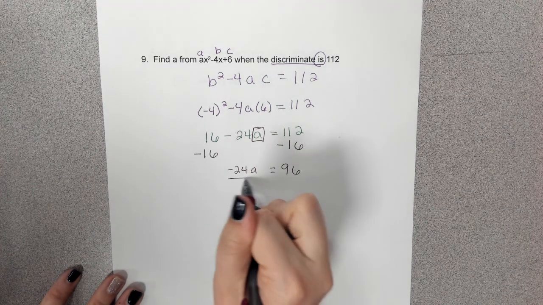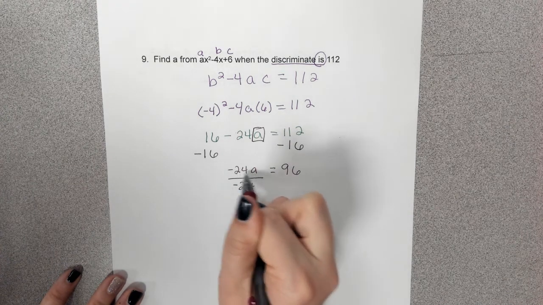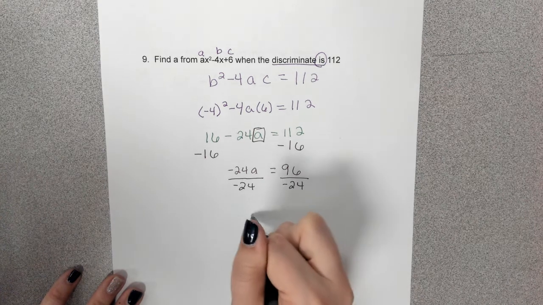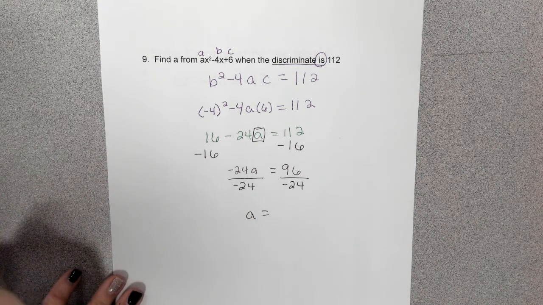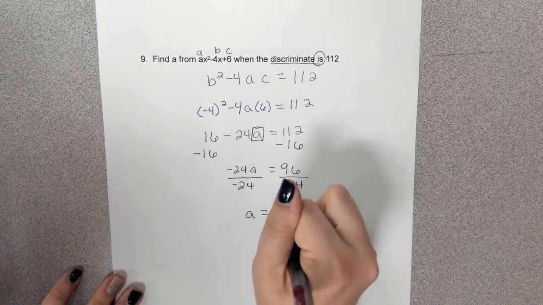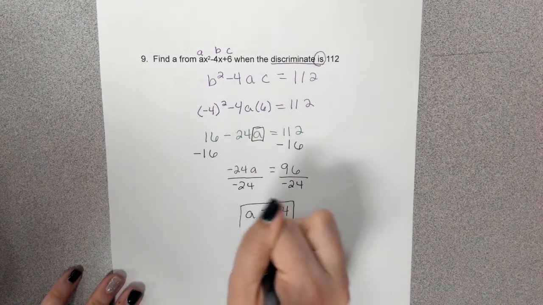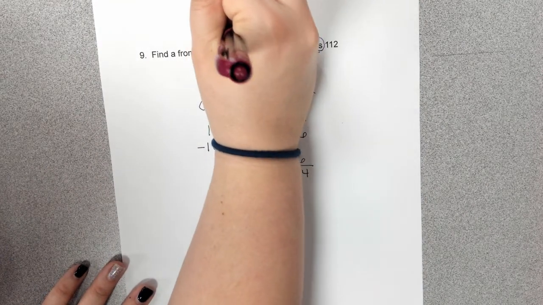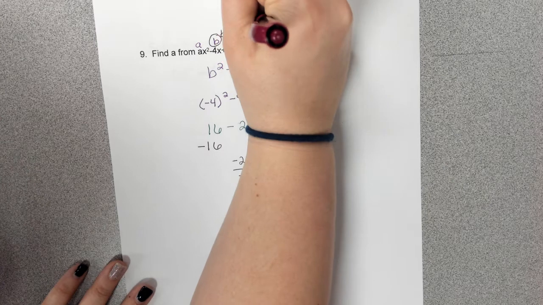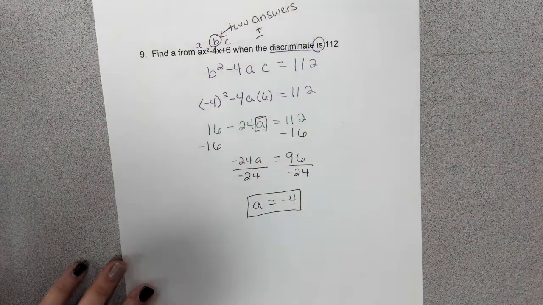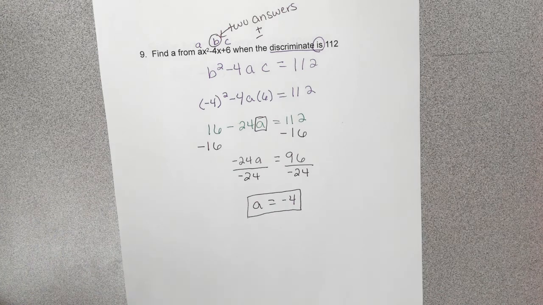And then I want to divide by negative 24 because 24 is multiplying times A. Divide by negative 24, so I have A equals negative 4 as my answer. Now remember, if you're solving for B, you're going to get 2 answers, because you have to do the plus or minus with that square root. So plus or minus gives you those 2 answers. So remember that with the B.